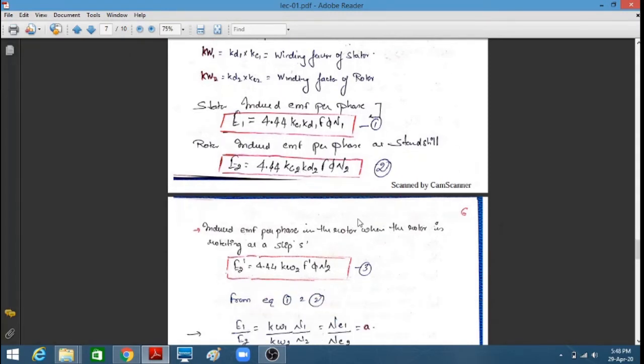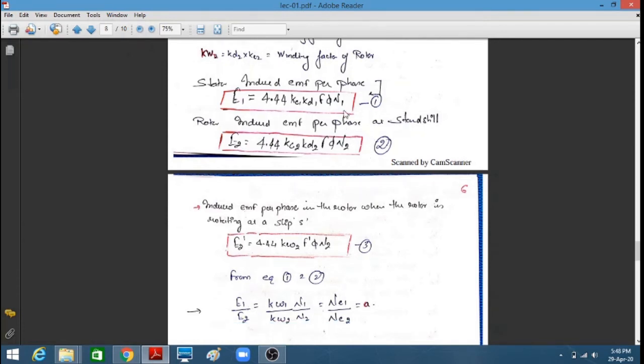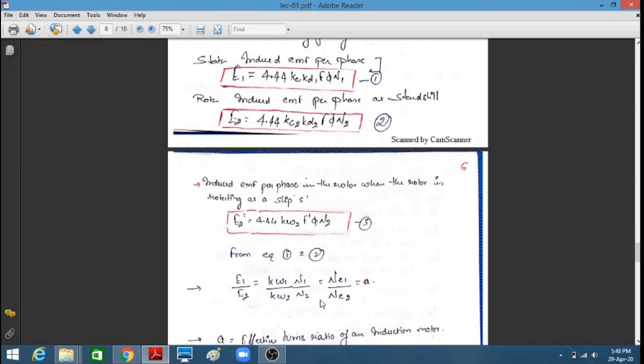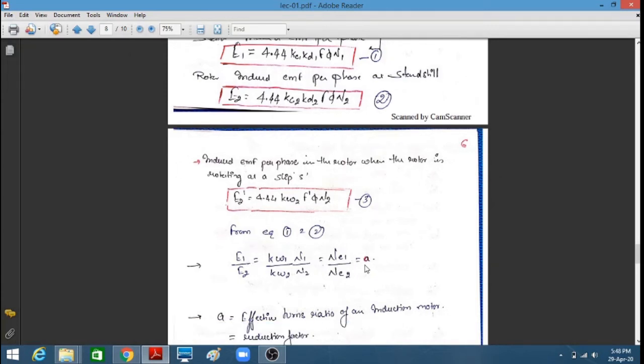Now next, we will be dealing with equations number 1 and 2. From equations 1 and 2, we can see that at standstill the ratio will become Kw1 N1 upon Kw2 N2, and this ratio is stated as a new term, Ne1, or you can say effective turns ratio. We will denote it as a, whereas in the transformer it was N1 upon N2, the transformation ratio.